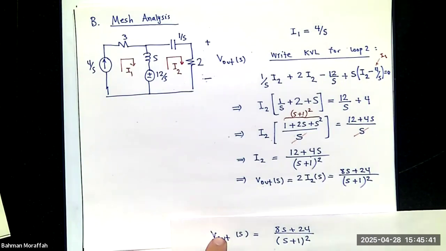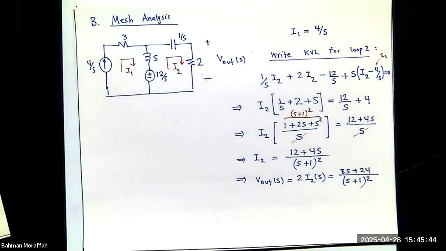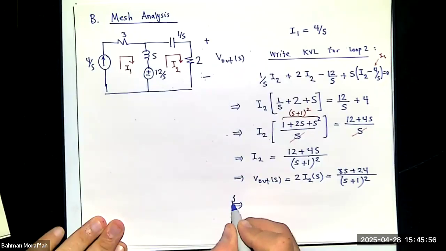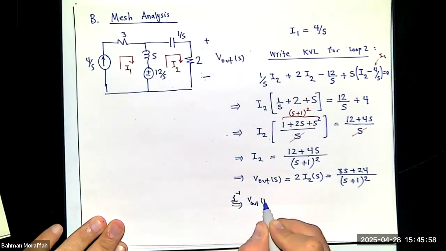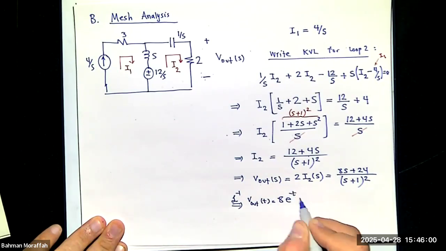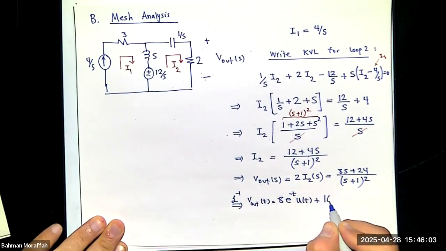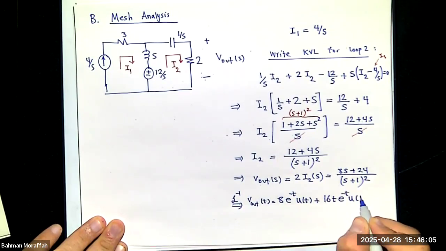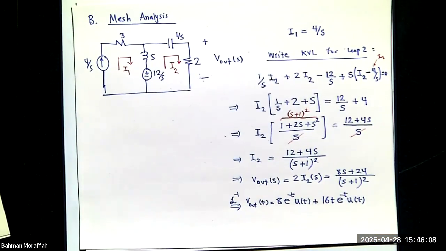Right? Obviously, I'm not going to find V out of t because it's exactly the same as what we did. But since V out of S is exactly the same, I know the solution V out of t must be the same. Right? So if we take the Laplace inverse, V out of t is 8 times e to the power of minus t u(t) plus 16 t e to the power of minus t. Right? So as soon as I have the circuit in the S domain, the rest is exactly the same as before.